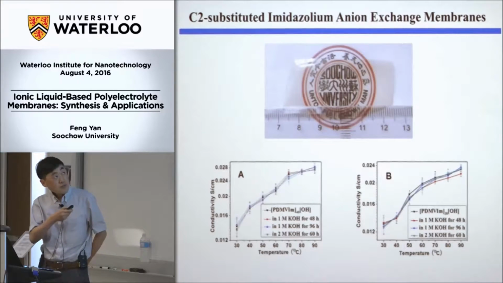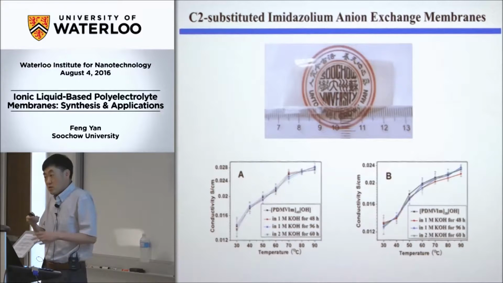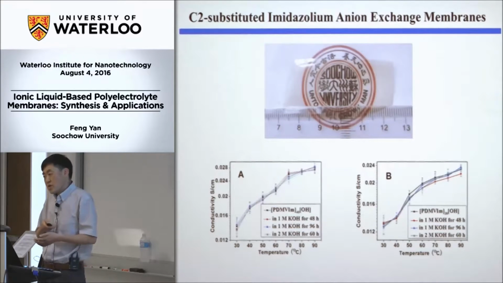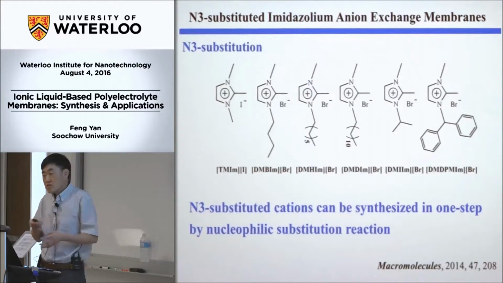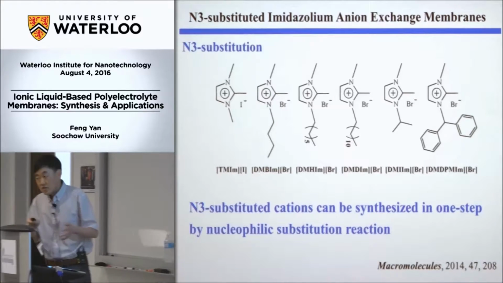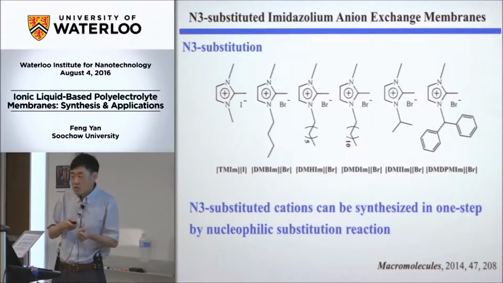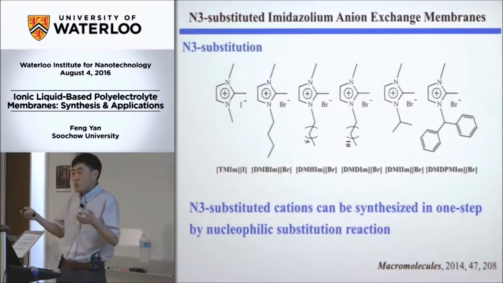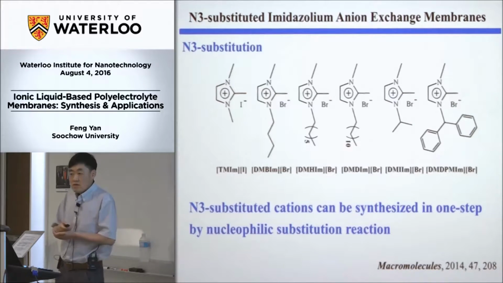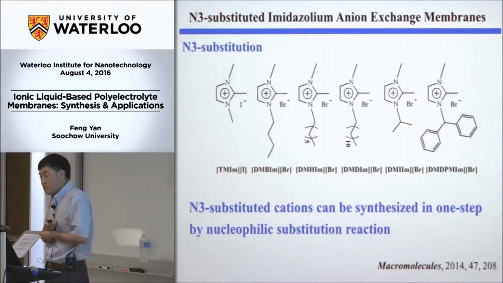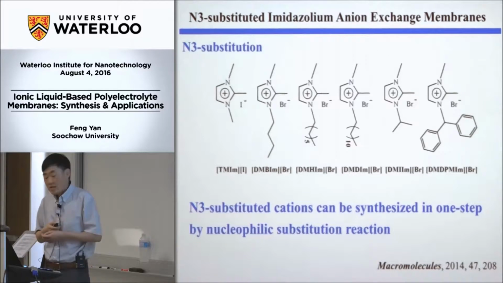So since C2 substitution is a very effective method to increase the stability of cations, I asked my student to find more functional groups to protect the C2 position. But this student is not good at organic synthesis. He spent several months on the organic synthesis and failed. Then he came to me and asked, is it possible not to do it at the C2 position, just at the N-substituent position, because it's easier for the organic synthesis. This is a master student, and I said, okay, you just do the N-substituent position. And it can be synthesized in one step.